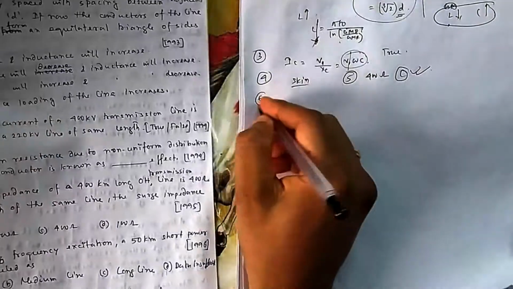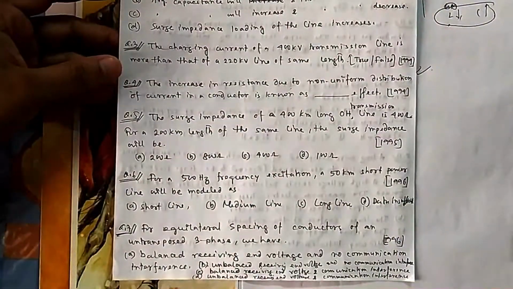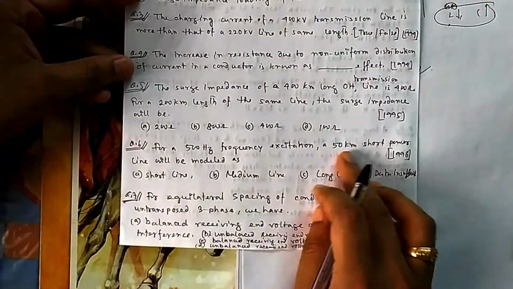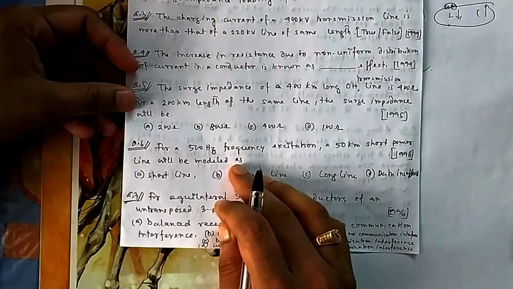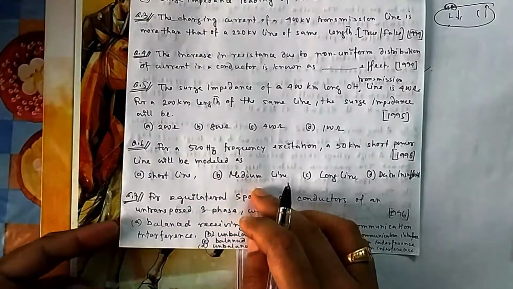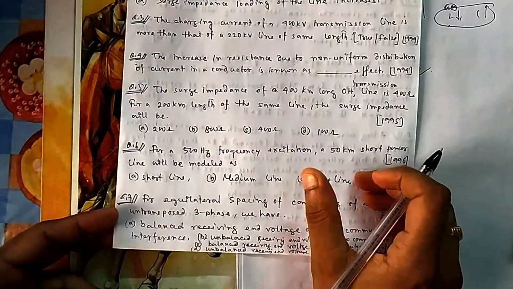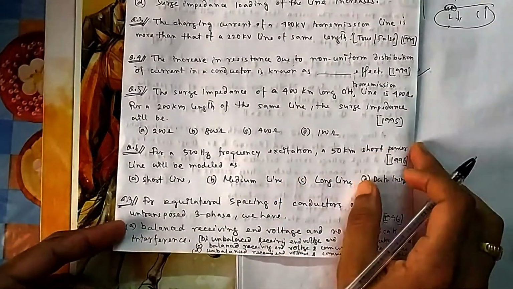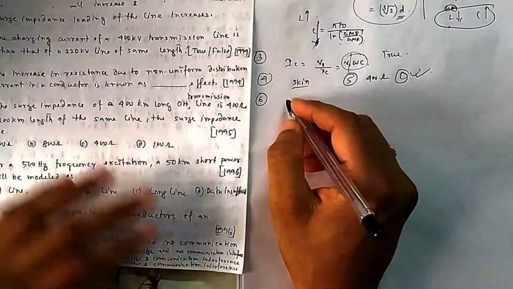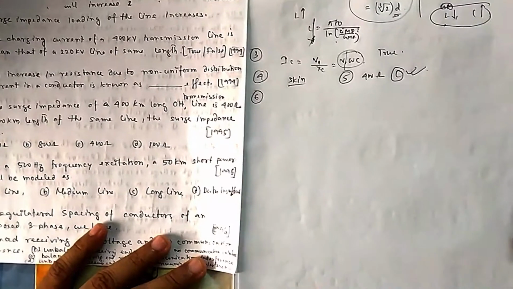Okay students, in question number 6 what they are asking: for a 500 Hz frequency excitation, a 50 km short power line will be modeled as. Now short, medium and long transmission lines you might have studied with respect to length, up to this much length is short, up to this much is medium, and beyond that a long line. But the actual idea is why these lengths are coming.